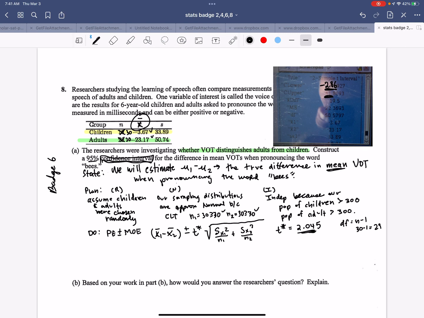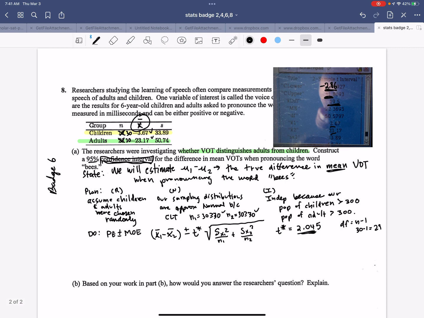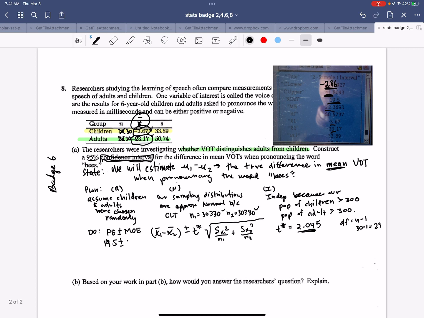And we say, ooh, this is interesting, guys. It says, is there a difference? Yes. The difference is 19.5. And that makes sense. When I subtract negative 3.67 from negative 23.17, there is a difference of 19.5, right? Might be easier to put it here, 19.5, plus or minus our margin of error, 22.4.